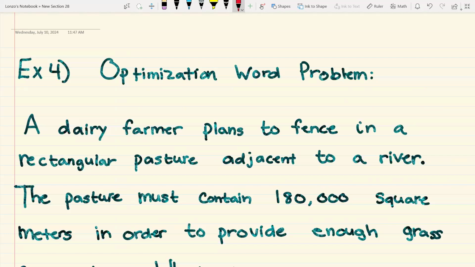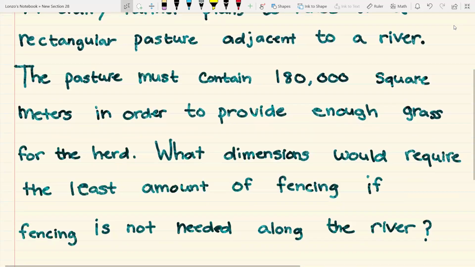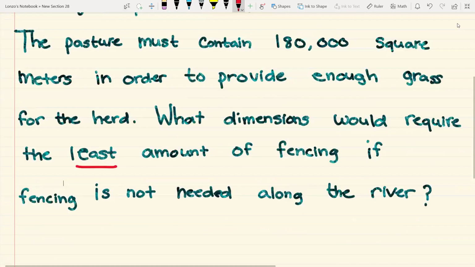Hello, in this video I will do example 4 of optimization word problem. So example 4 optimization word problem. A dairy farmer plans to fence in a rectangular pasture adjacent to a river. The pasture must contain 180,000 square meters in order to provide enough grass for the herd. What dimensions would require the least amount of fencing? So they want the least, not the largest amount of fencing, if the fencing is not needed along the river.